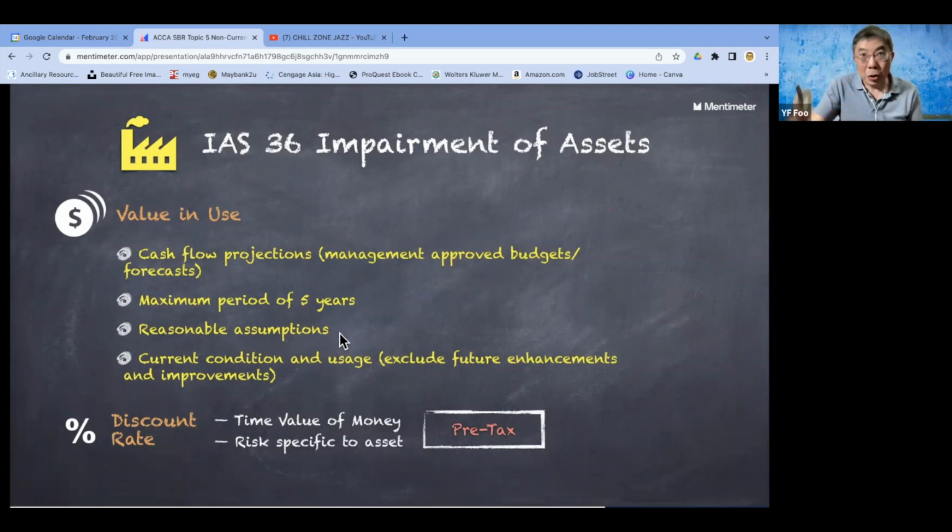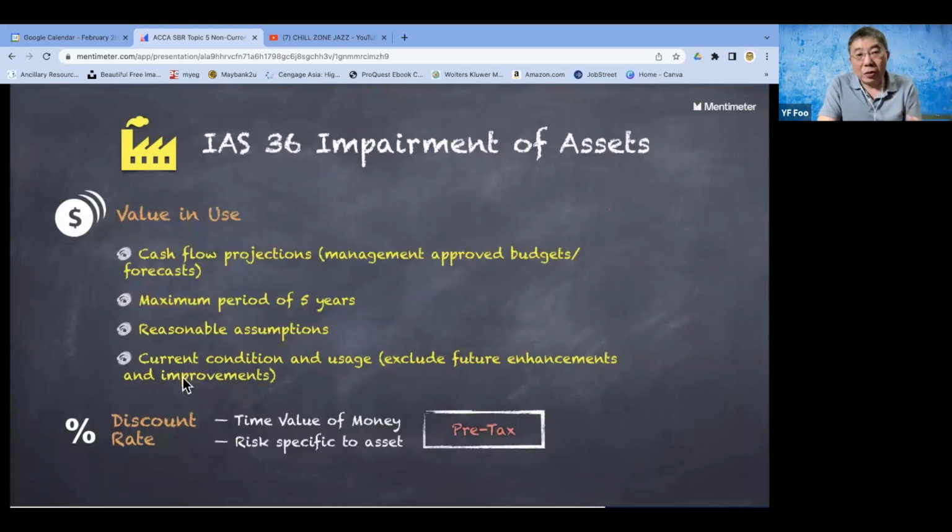These are all unknowns that you will have to embed in your cash flow projections. And for all these, there must be some assumptions. If the environment is very volatile, then your assumptions may not be very reliable. So these are the things that we have to take into account. There must be reasonable assumptions.